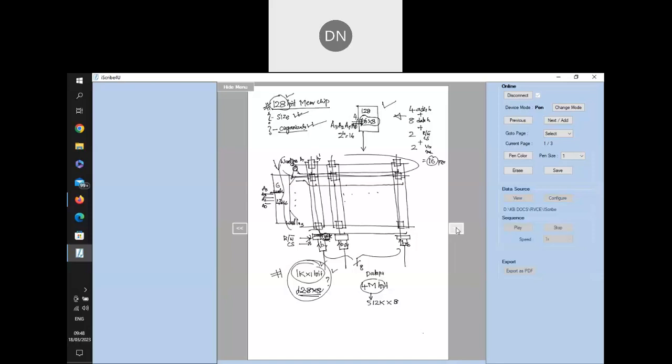In this case, 512k into 8 means how many address lines are required? We know that 2 to the power of 20 is 1 mega, and 2 to the power of 19 is 512k. That means 19 address lines are required to access the 512 into 1024 rows. And how many data lines are required for the chip? 8 data lines are required. So now we know that 19 address lines and 8 data lines are required for this chip.